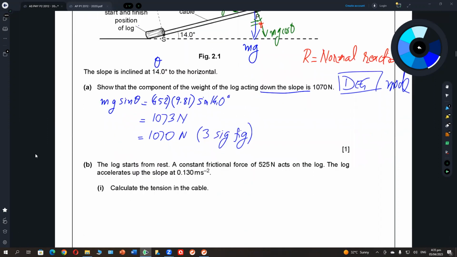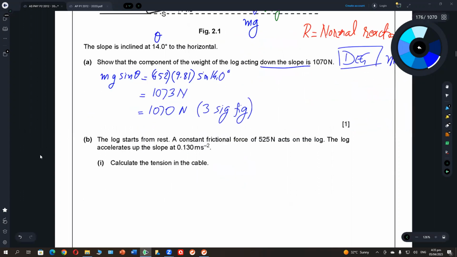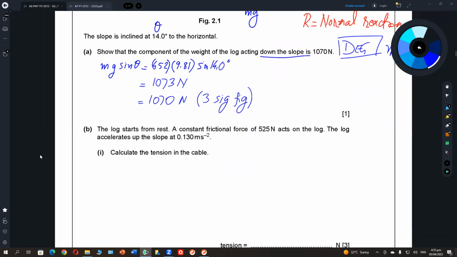Along the slope, it will be mg sin theta, and vertically below, it will be mg cos theta. If someone says go down the slope, it means go on the slope downward. Down the slope never means mg cos theta, because mg cos theta is perpendicular to the slope. The log starts from rest.